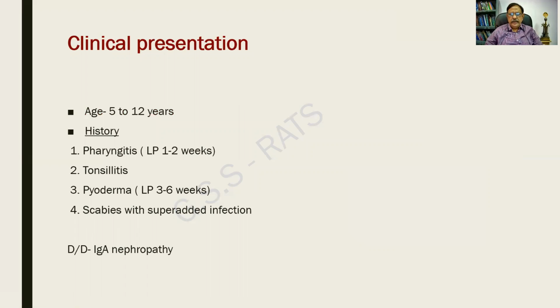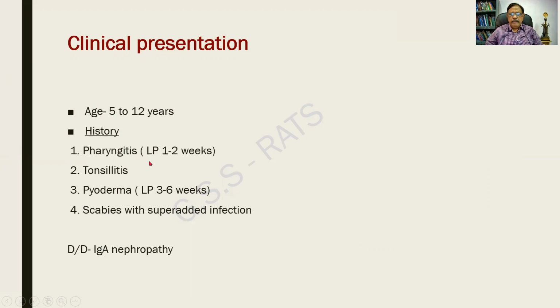What is the clinical presentation of this glomerulonephritis, post-streptococcal? Generally, it occurs in children, 5 to 12 years of age. It can occur in adults also. And the classical history will be pharyngitis or a tonsillitis or a pyoderma. Sometimes the patient can be having scabies with superadded bacterial infection.